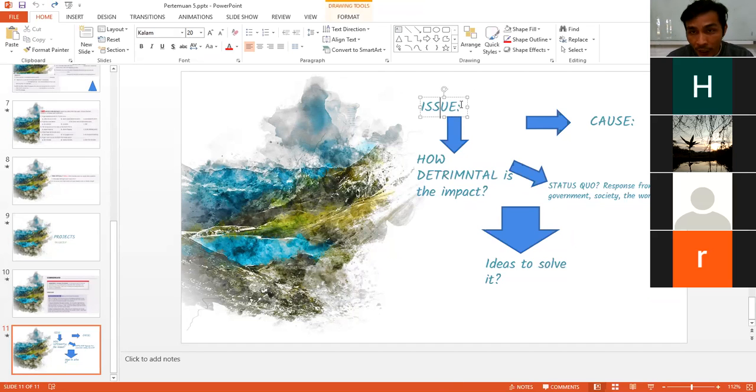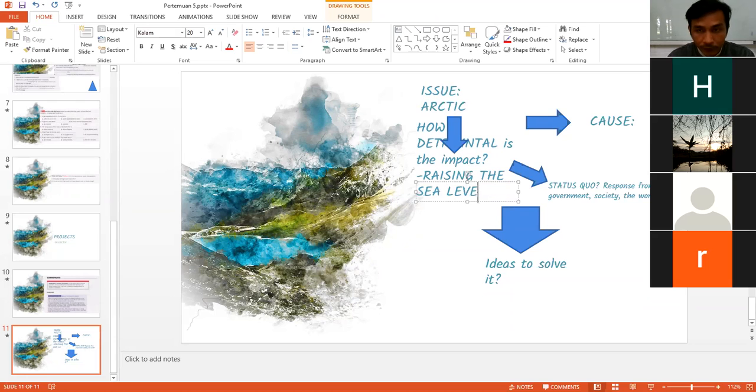You got the issue there. Nanti di sini isunya apa? Misalnya tadi Arctic, for example, and then you talk about how detrimental the impact is, how bad it is. Seberapa buruk sih dampaknya? Then you explain. For example, yang kemarin kita diskusiin tentang raising the sea level, gitu kan kemarin.